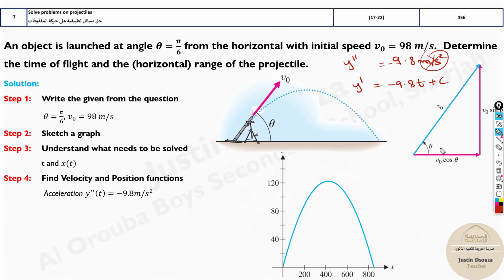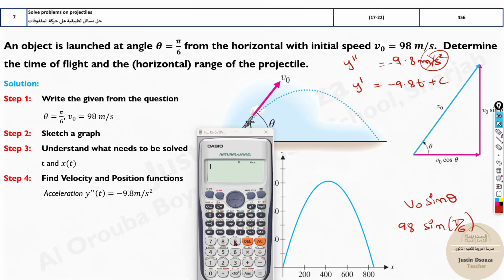This is y, meaning it's vertical, and x means it's horizontal. Now let's find out v naught sine theta, the vertical component of the velocity. It's 98 sine pi by 6. You need to put that in the calculator: 98 times sine pi by 6, using the fraction pi divided by 6. If your calculator is not in radian mode, you need to change it to radian. Shift mode and 4, and the answer is 49. So the c value here is 49, in meters per second.